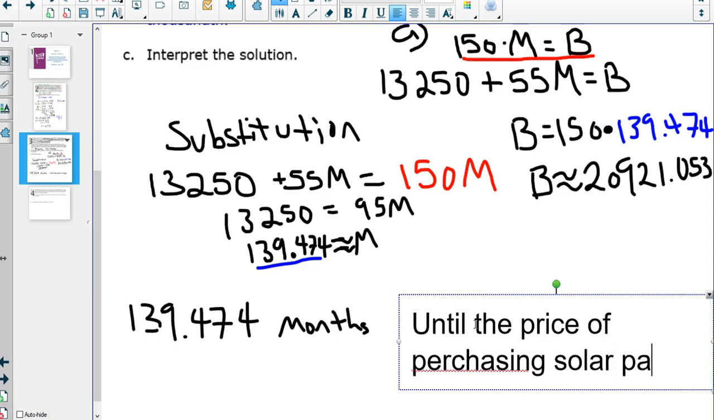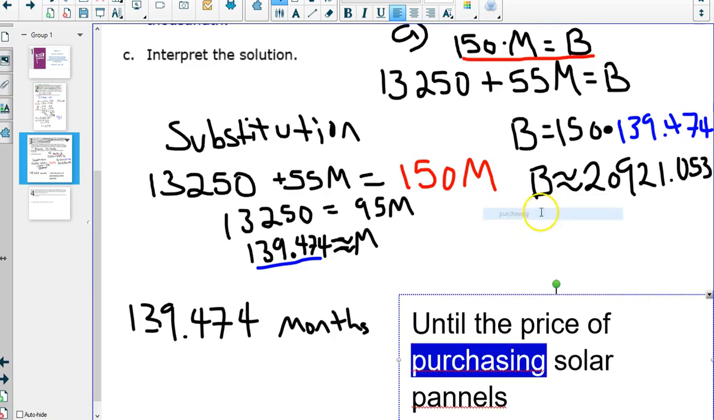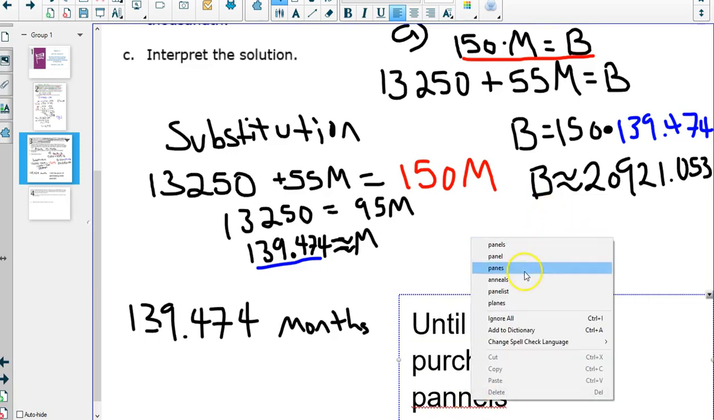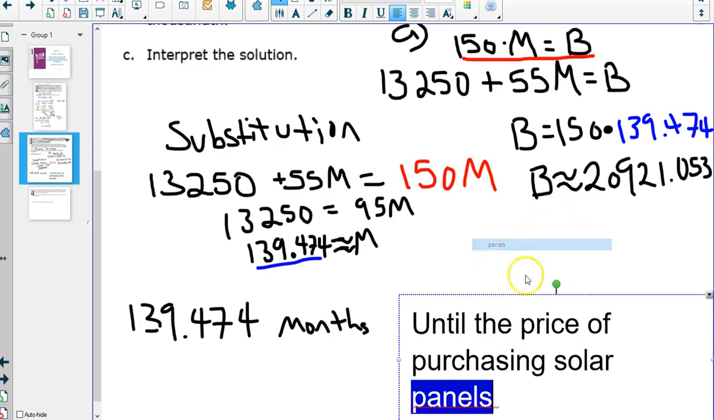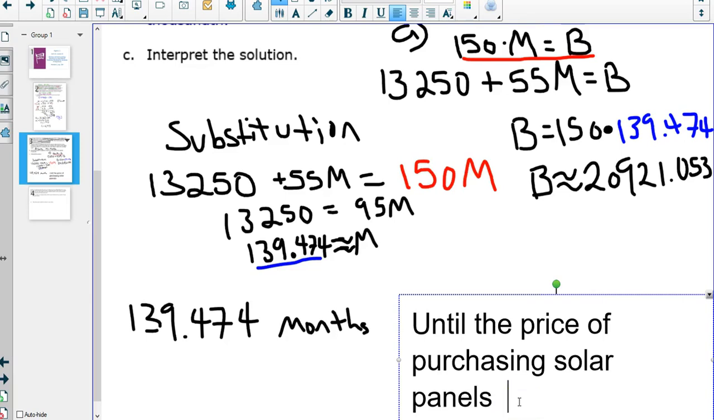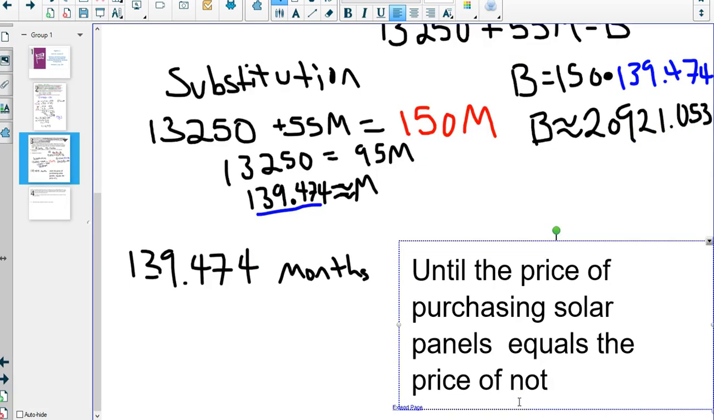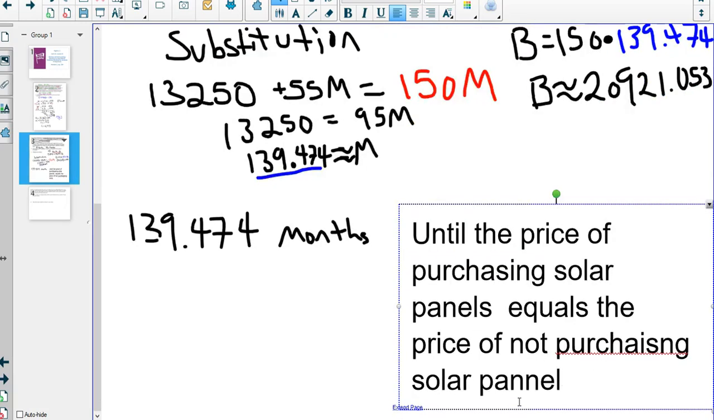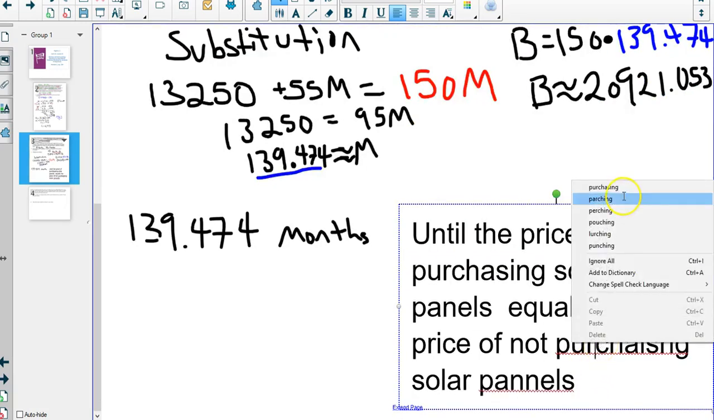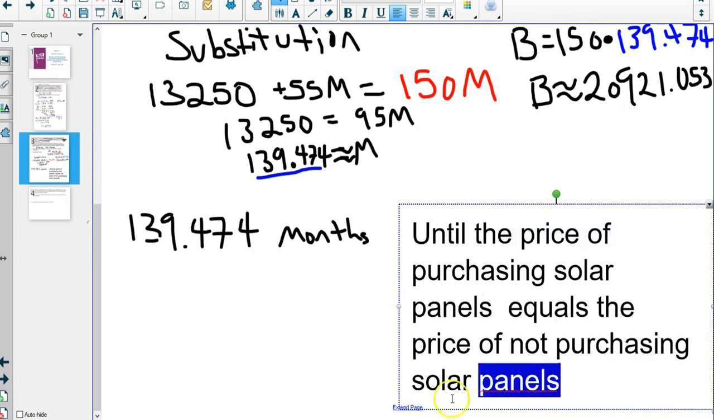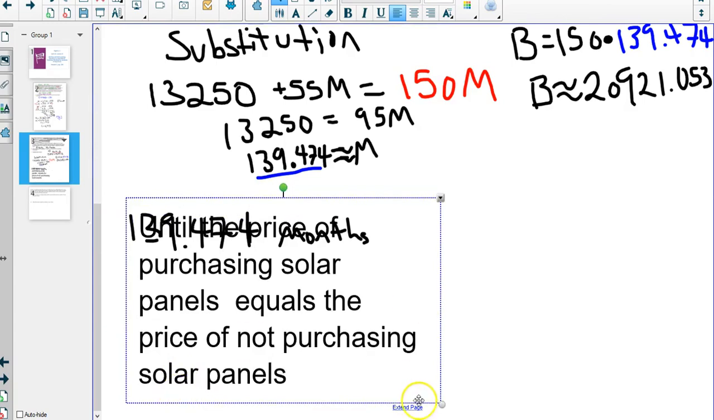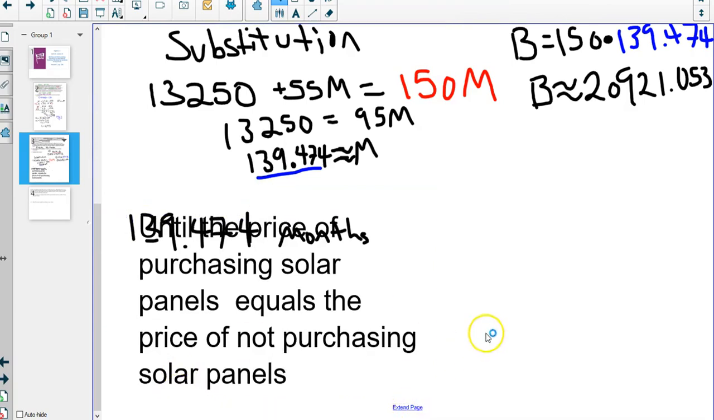Purchasing solar panels is gonna be wrong. Wow. Doing this middle of the day, and I think the computer might be the slowest I've seen it here. Okay. The price of purchasing solar panels equals the price of not purchasing solar panels. Okay, so who is jumping? Okay, let's extend the page so I have one more space.